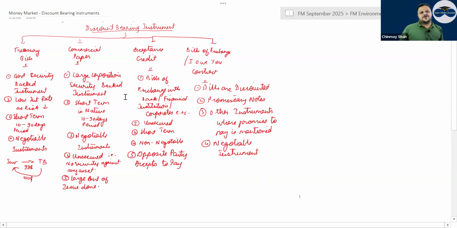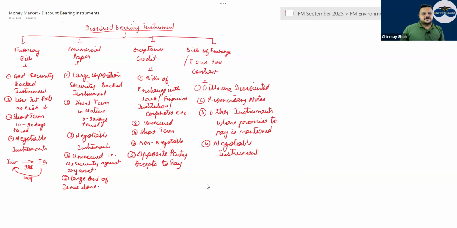So commercial paper, large corporation, security based. This is commercial paper that is generally issued by large corporations to investors. They are negotiable instruments, which means they can be easily transferred by taking money. Right? Unsecured, that is, there is no security against any asset, and a large amount is issued.